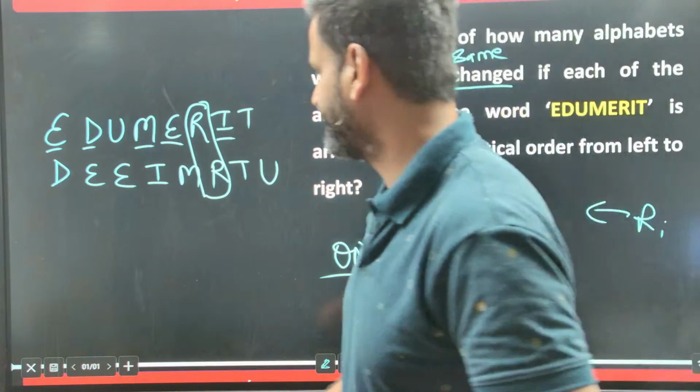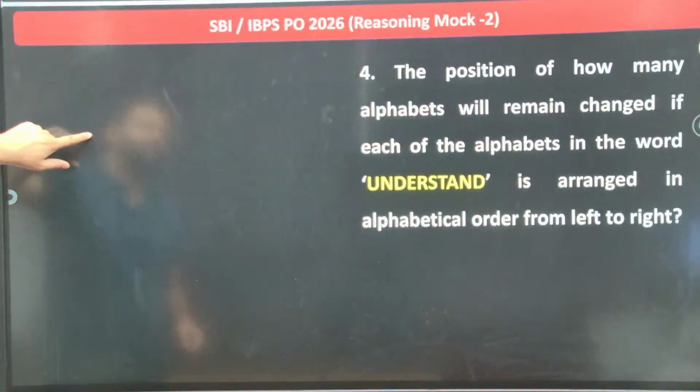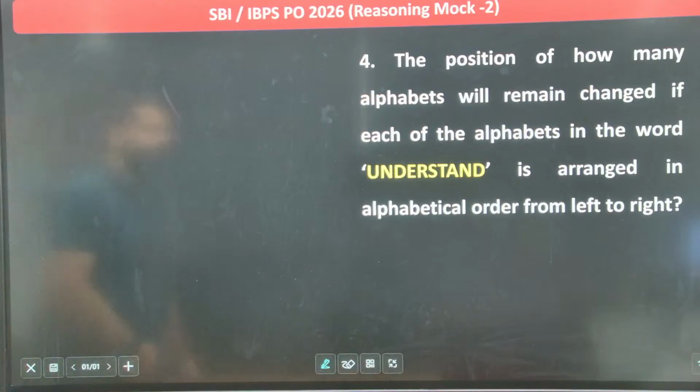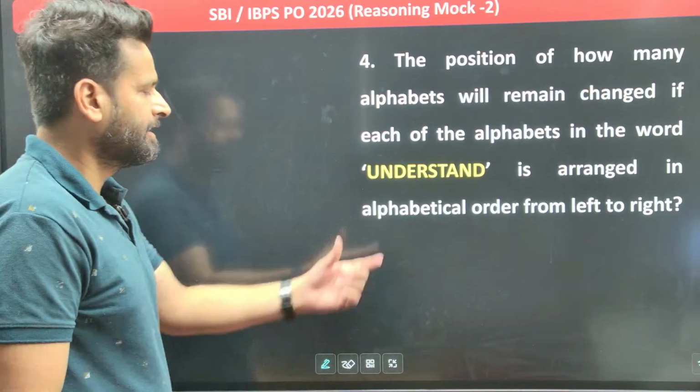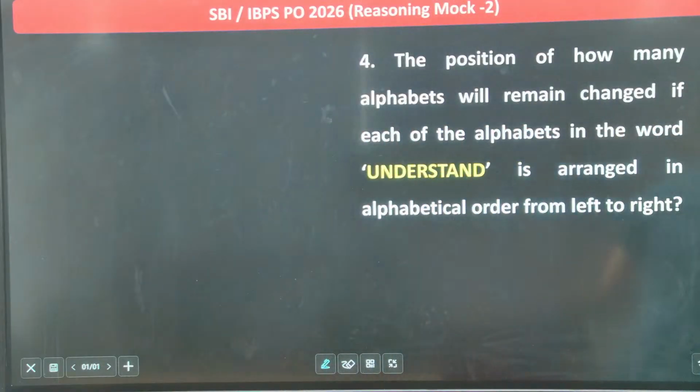Is this question clear? Right. Similarly, moving on to the next one, fourth question. Let's check this out. New word, and there is some change in the language also. Please read this.